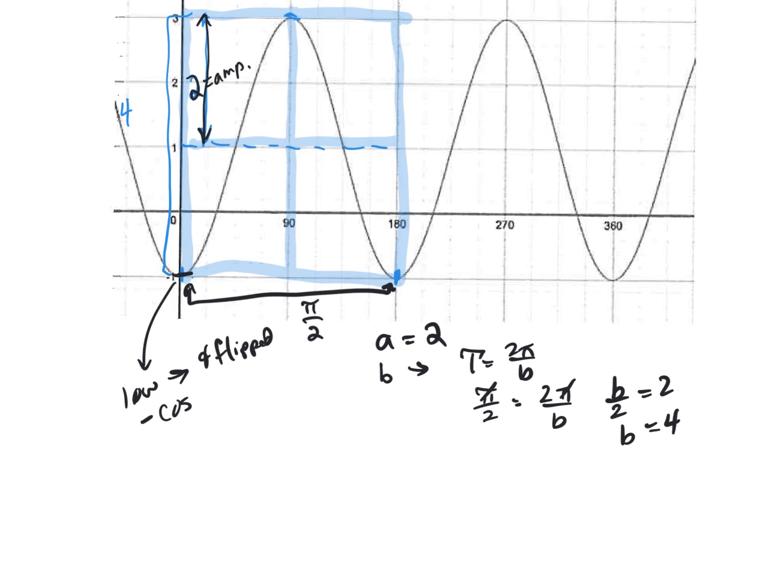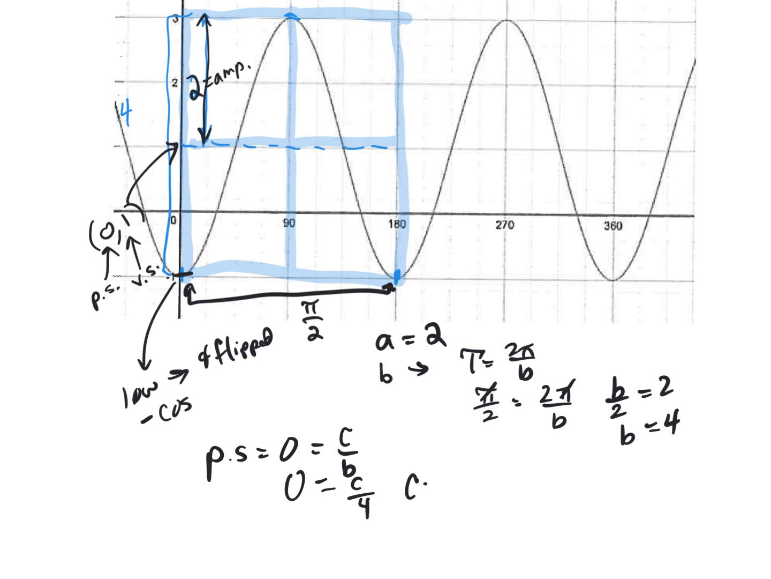Midline, let's say we know what this point is right here, right? This point is the point (0, 1). So this tells me my phase shift. And this tells me my vertical shift, doesn't it? Okay, so my phase shift is equal to 0, and that is equal to C over B. So 0 is equal to C over 4, which means that C is 0. And then my vertical shift, which in this case is 1, is equal to D.